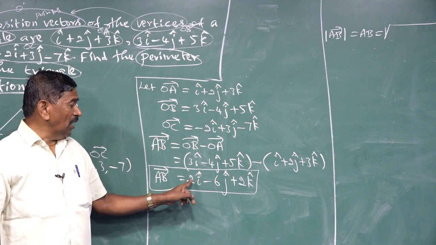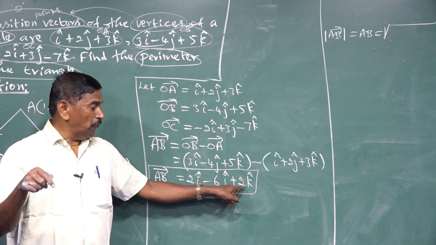Here, 2 the whole square equal to 4. Minus 6 the whole square, 36. 2 the whole square, 4. I think 36 plus 4, 40. 40 plus 4, 44. Yes, we are in the correct way.